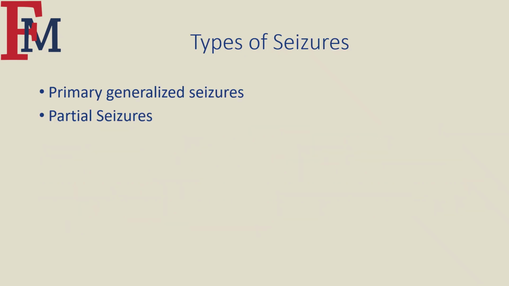Seizures are broken down into two groups. You have your primary generalized seizures and your partial seizures. Under each type of seizure, there are some subcategories, but these are the two main broad categories. Primary generalized seizures begin with a widespread electrical discharge that involves both sides of the brain at once. Partial seizures begin with an electrical discharge in one limited area of the brain.